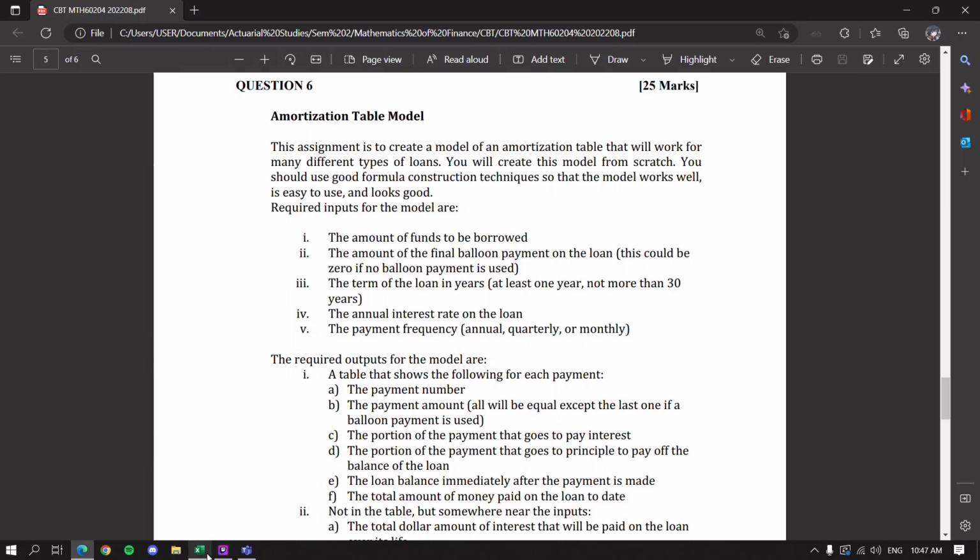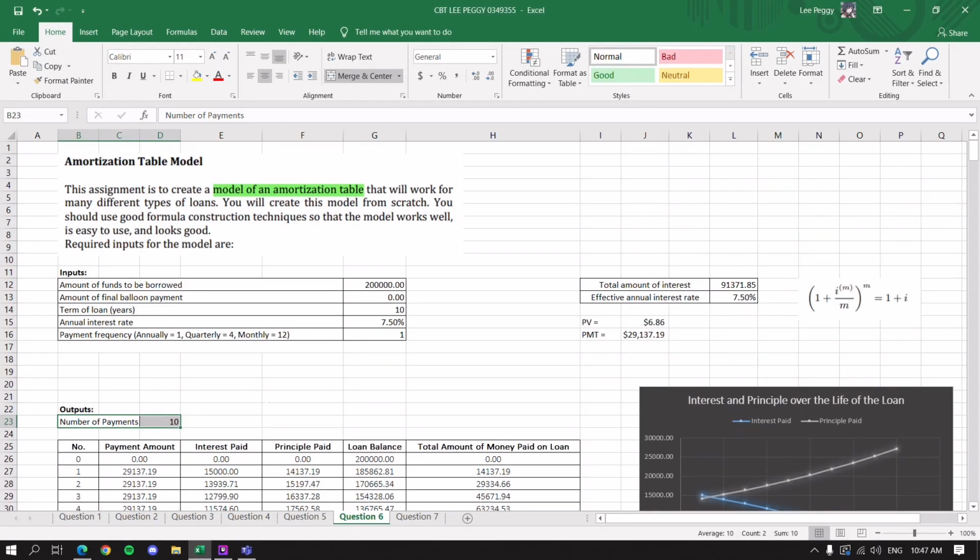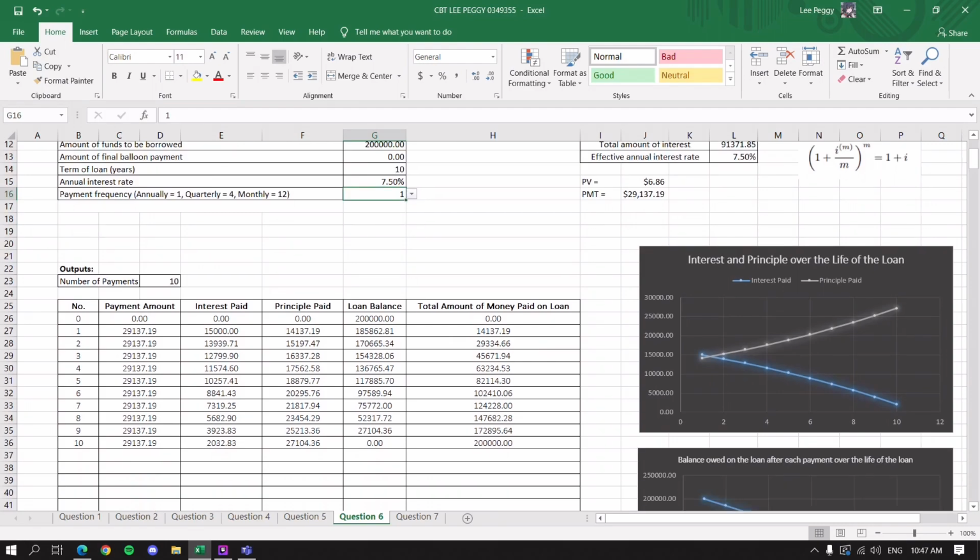So going to the Excel sheet, firstly we need to create a table like this for us to insert the inputs manually. So we create this table and then fill in the requirements accordingly. And for payment frequency, 1 stands for annually, 4 stands for quarterly, and 12 stands for monthly. So after doing this, the inputs are basically done.